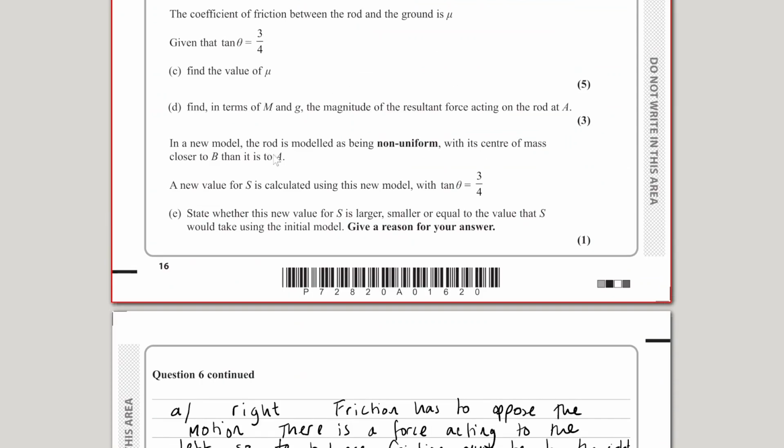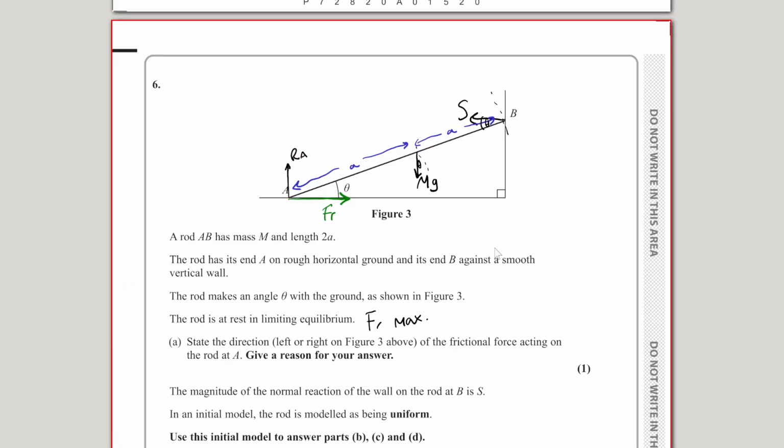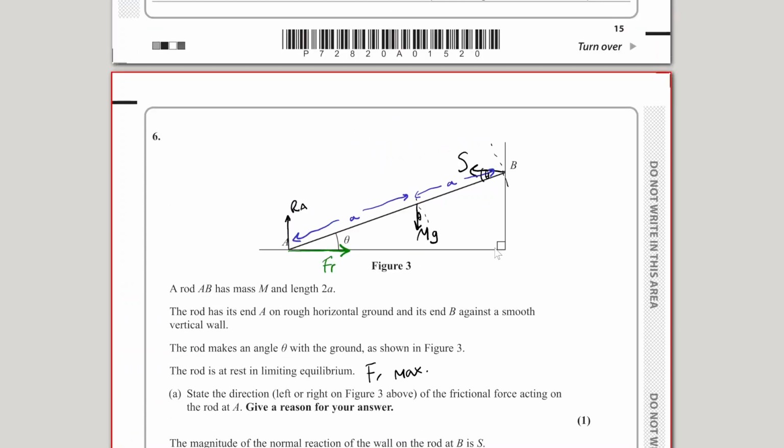In a new model, the rod is modelled as being non-uniform, with its centre of mass closer to B than it is to A. A new value of S is calculated using the new model. State whether this new value of S is larger, smaller, or equal to the value of S it would take in the initial model. Give a reason for your answer. So in the new model, we're moving the weight further up, so it's going to be closer to B.